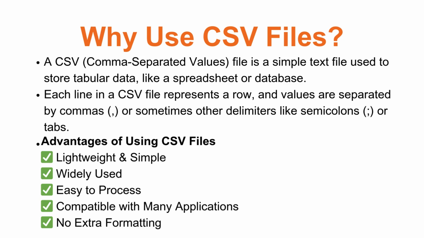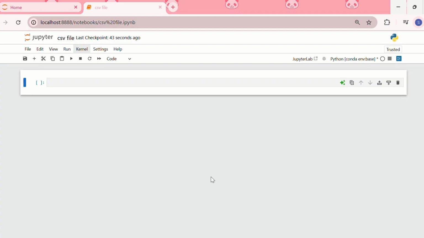Now that we understand CSV files and their advantages, let's move on to importing them in Jupyter Notebook. Let me show you how to import a CSV file in Jupyter Notebook. So first we need to import the Pandas library, which is essential for handling data in Python. To import the Pandas library, we need to first write this command: import pandas. This is to import the library.